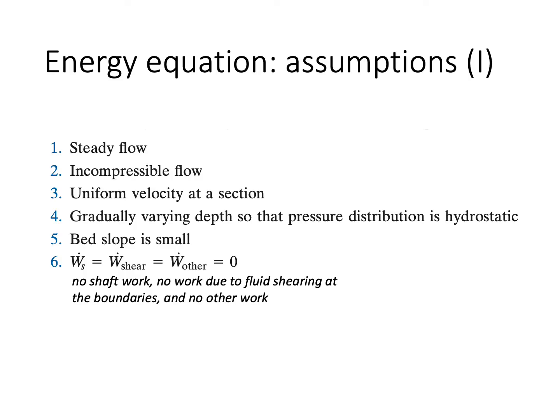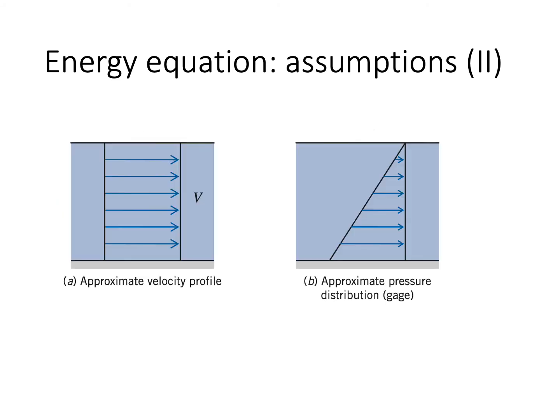We are going to derive the energy equation. We will use the following assumptions. First, we will assume steady flow, incompressible flow, uniform velocity at a given section, gradually varying depth so that the pressure distribution is hydrostatic, small bed slope, no shaft work, no work due to fluid shearing at the boundaries, and no other work. We can take a look here at the velocity profile. We said we were going to assume a uniform velocity profile and a hydrostatic pressure distribution.